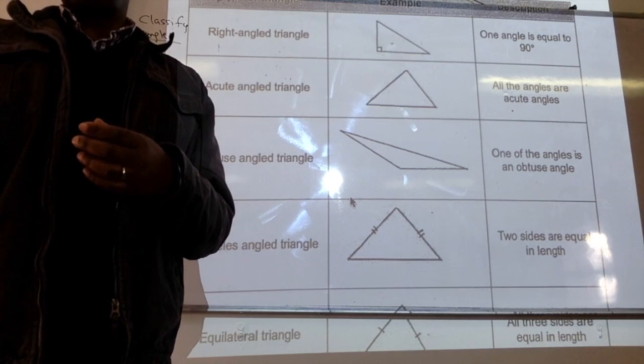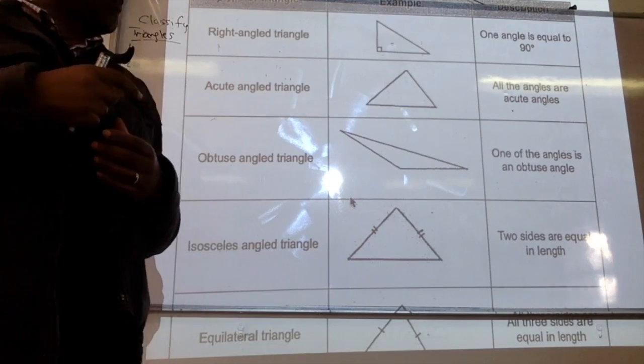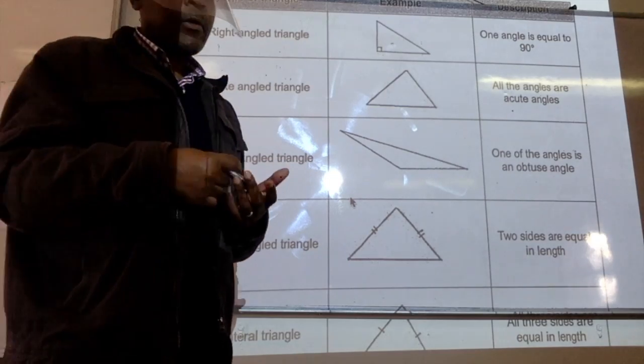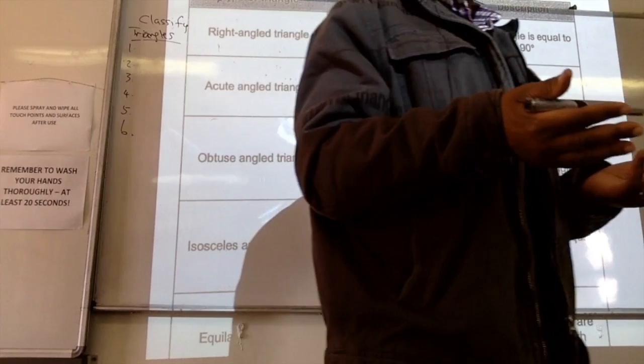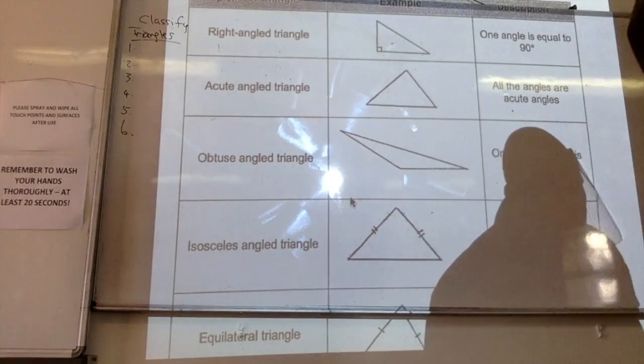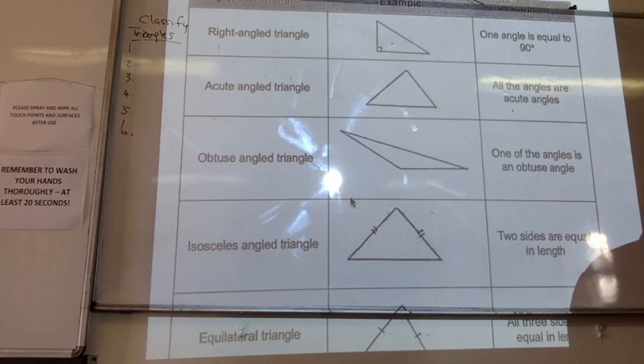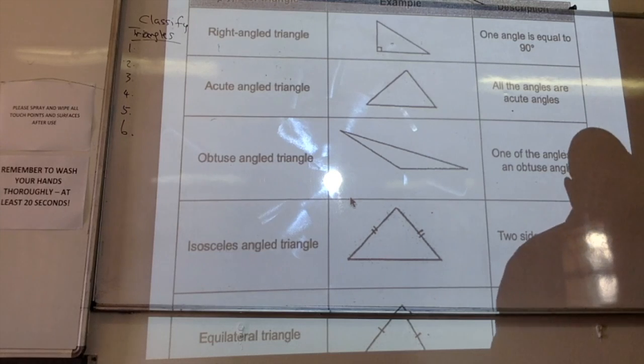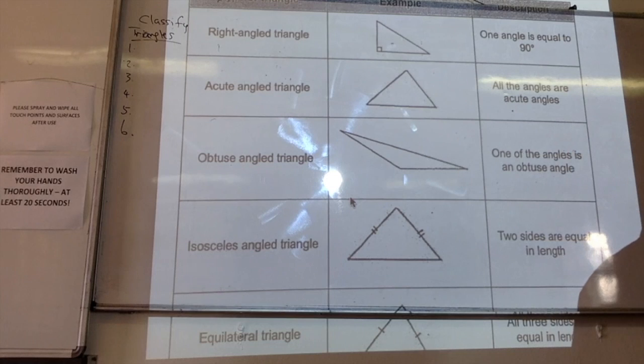Give me one. Scalene. A scalene triangle, right? What is a scalene triangle? Right, so a scalene triangle has no sides equal. Please take note of that. A scalene triangle has no equal sides. So that is number one. Give me another one, Nikita.